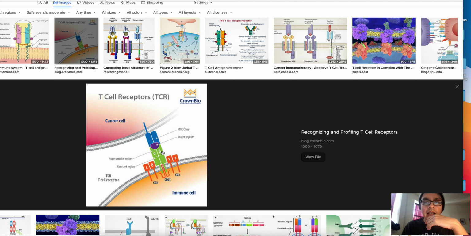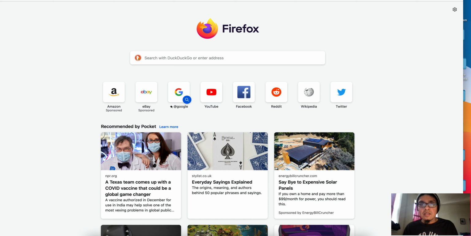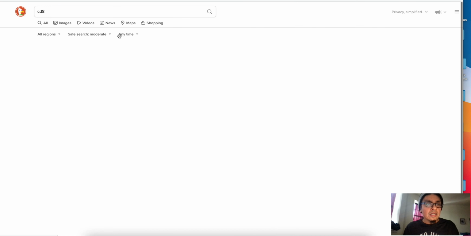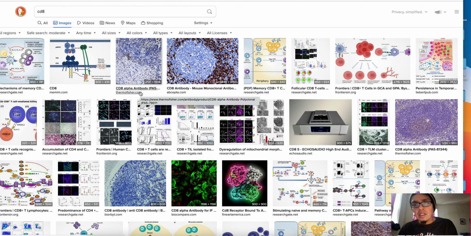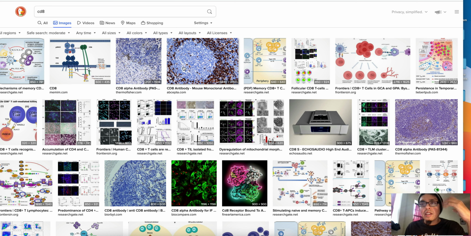Okay, so back to the alpha beta T cells. The T cell receptors have co-receptors. Remember, I briefly mentioned CD8 and CD4, the two major co-receptors of T cells. So remember that CD8 is associated with your killer T cells or cytotoxic T cells, right? And CD4 is associated with your T helper cells. Okay, and they both kind of work together to bind the antigens.